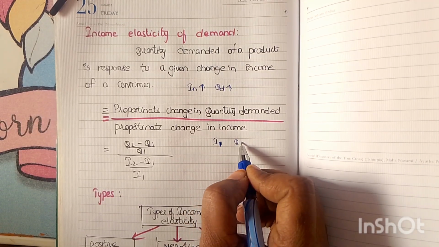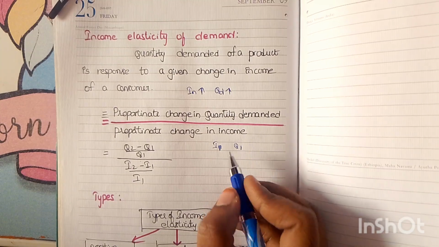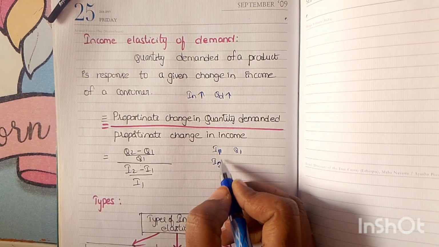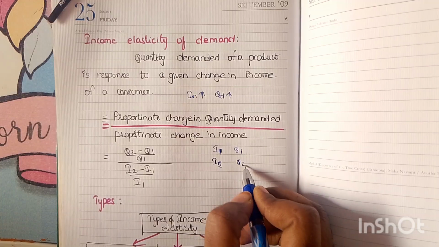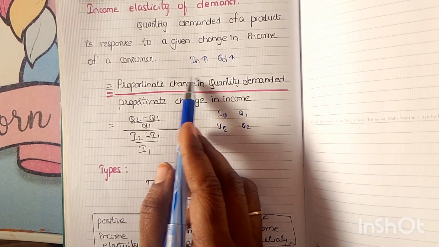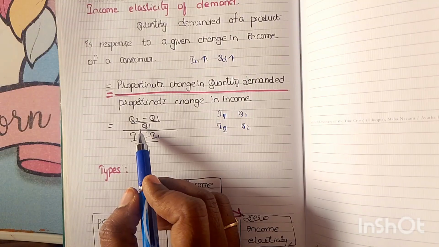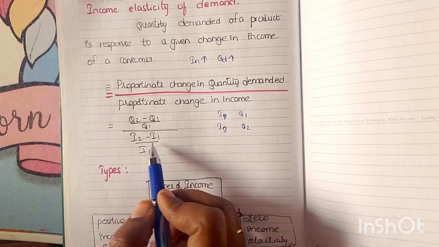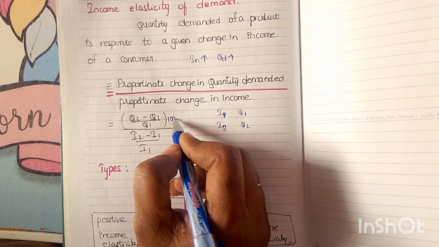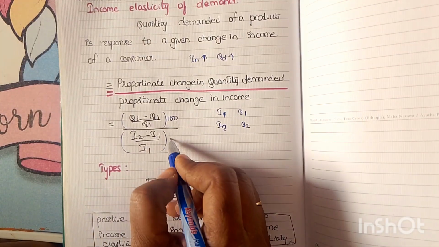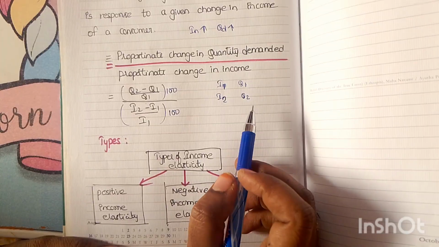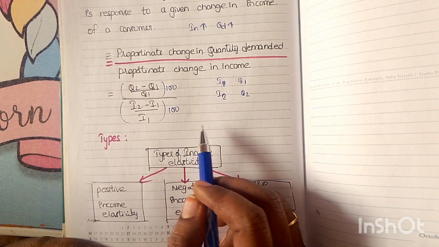then the quantity demanded for a product is Q1. Suppose the income level of a consumer increases from I1 to I2, then the quantity demanded is Q2. So we can write the proportionate change as (Q2 minus Q1) by Q1, divided by (I2 minus I1) by I1, into 100 as a percentage. So this is the formula for income elasticity of demand.